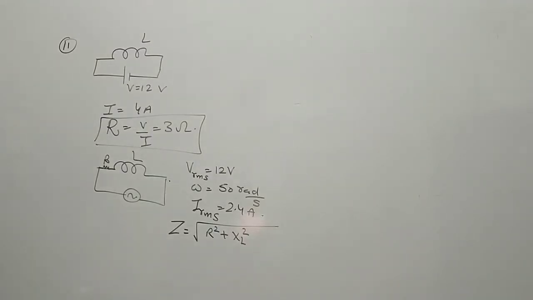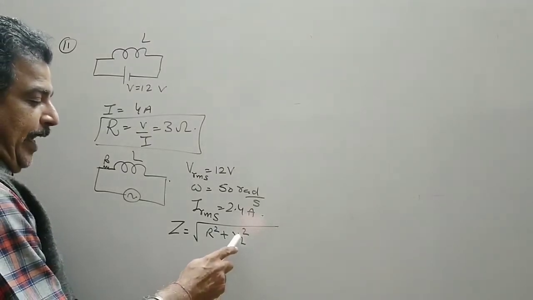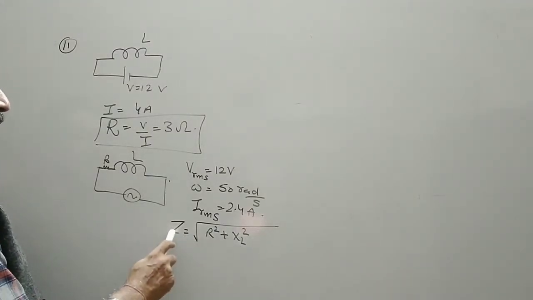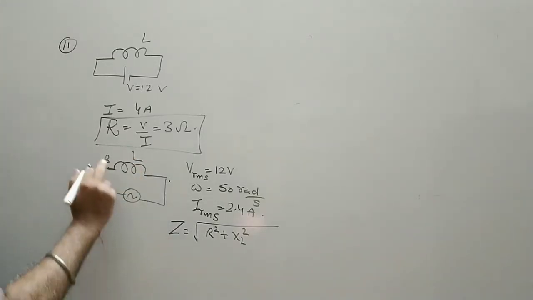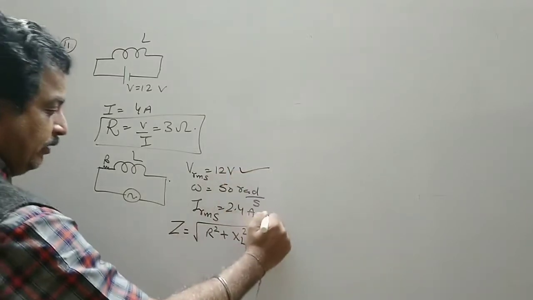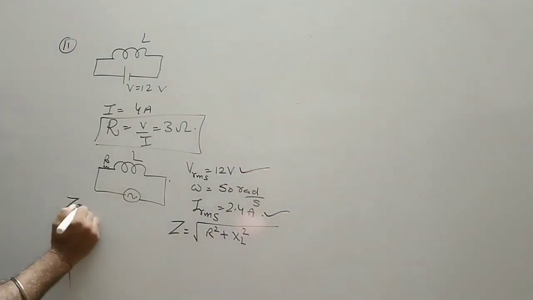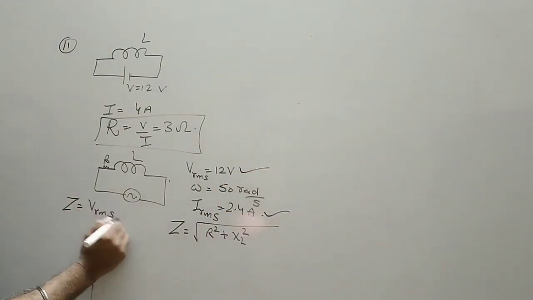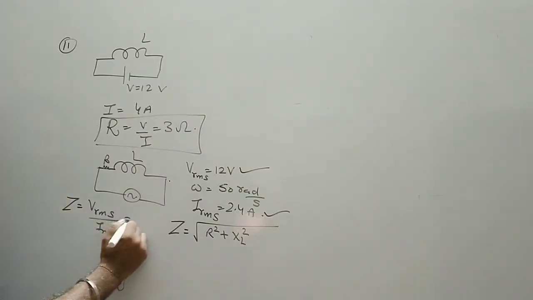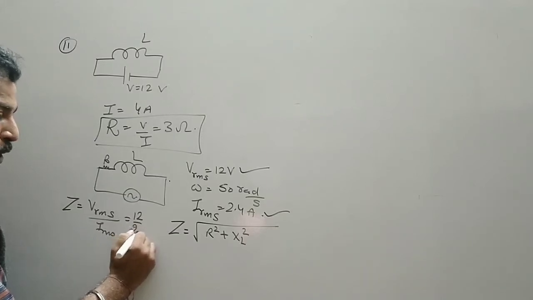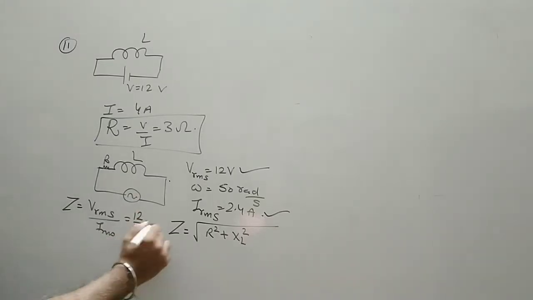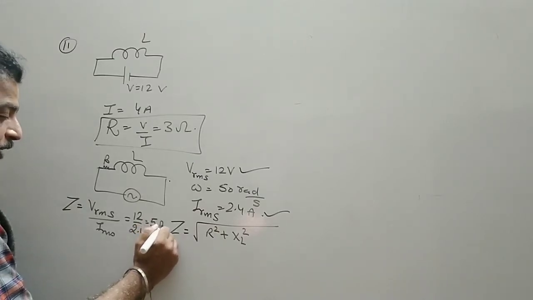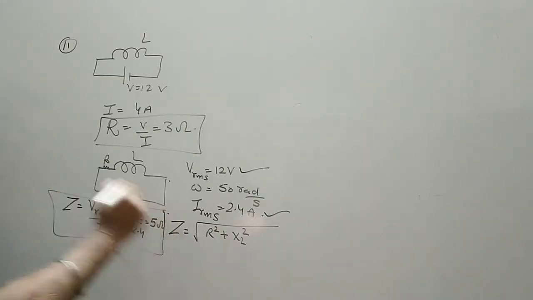To find L, we need a relation again between Z and R. Because the circuit is RL, Vrms is given, IRMS is given. So impedance is equal to Vrms upon IRMS. That is, again we apply Ohm's law. So it becomes 12 upon 2.4 ampere. That is 120 upon 24, that is 5 ohms. So we have now Z also.